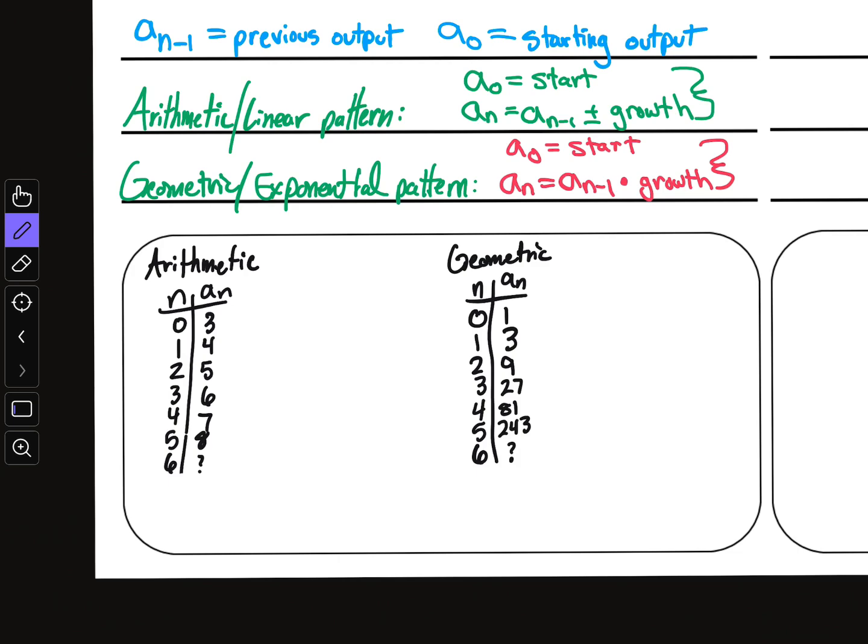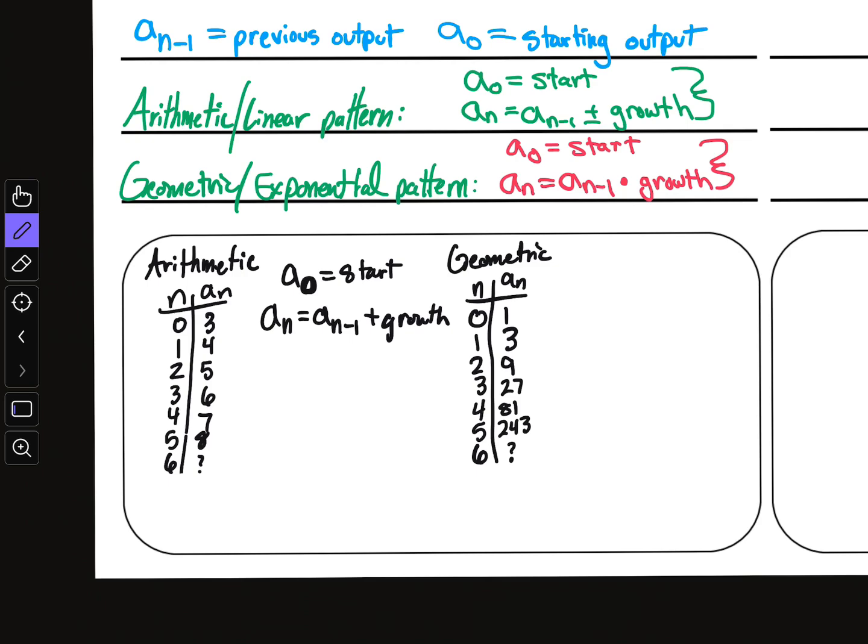Now, let's use that basic up here. So really, I've got a sub 0 equals my start number. A sub n equals a sub n minus 1 plus or minus the growth. Okay. So now I'm going to color code my stuff to help make it make sense, but I'll try to draw the arrows so it helps you guys out, okay?